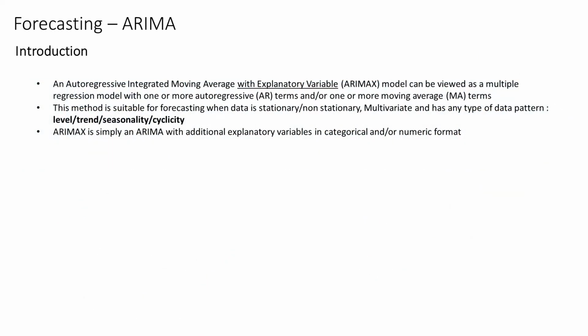ARIMAX, or Autoregressive Integrated Moving Average with explanatory variable model, can be viewed as a multiple regression model with one or more autoregressive terms and/or one or more moving average terms. The ARIMAX forecasting method is suitable for forecasting when the enterprise wishes to forecast data that is stationary, non-stationary, and multivariate with any type of data pattern, like level, trend, seasonality, or cycle.